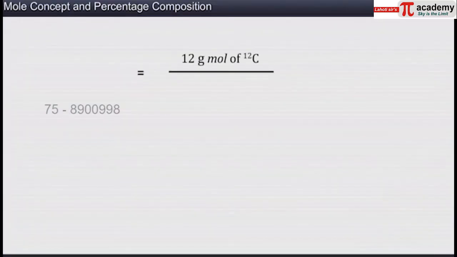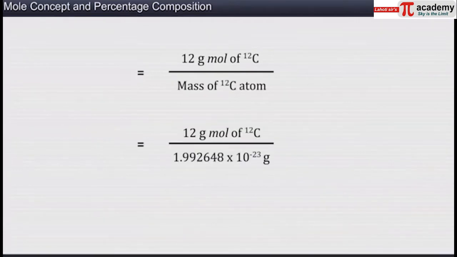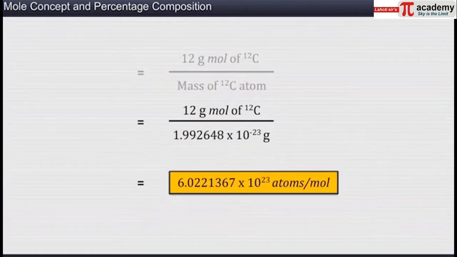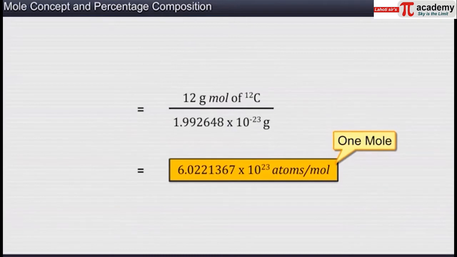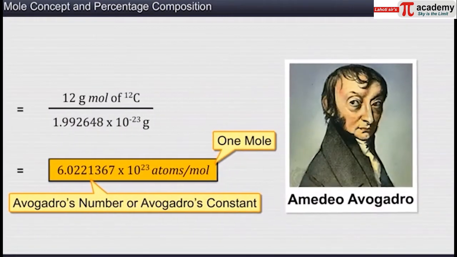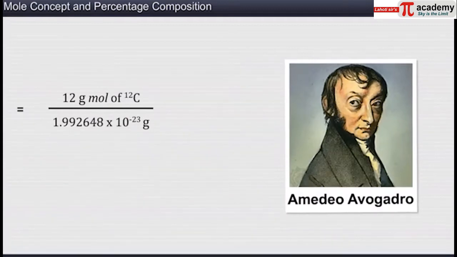They then divided 12 gram moles of carbon-12 by the mass of carbon-12 and obtained 6.0221367 multiplied by 10 raised to 23, which is the number of atoms in 1 mole or 12 gram of carbon. This is the value of 1 mole and is known as Avogadro's number or Avogadro's constant, in the honor of Amedeo Avogadro, and is usually represented as Na.